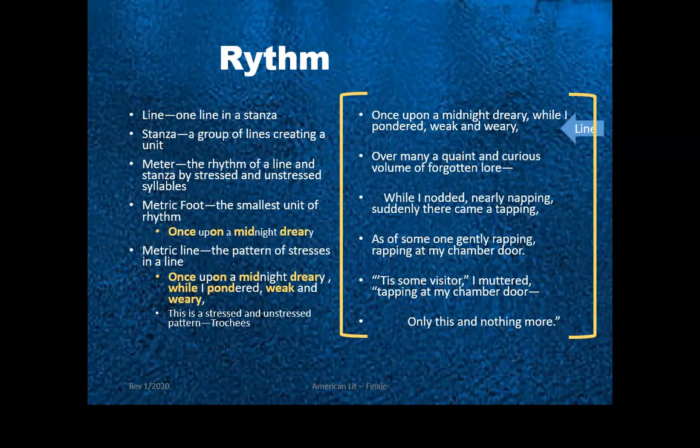The meter is the rhythm of a line and stanza made by stressed and unstressed syllables. A metric foot is the smallest unit of rhythm. So "once up" is one metric foot. You string them together and you get a metric line. So, once upon a midnight dreary, while I pondered weak and weary. This is a stressed, unstressed pattern that is called a trochee. The opposite, which would be unstressed, stressed, would be an iamb.